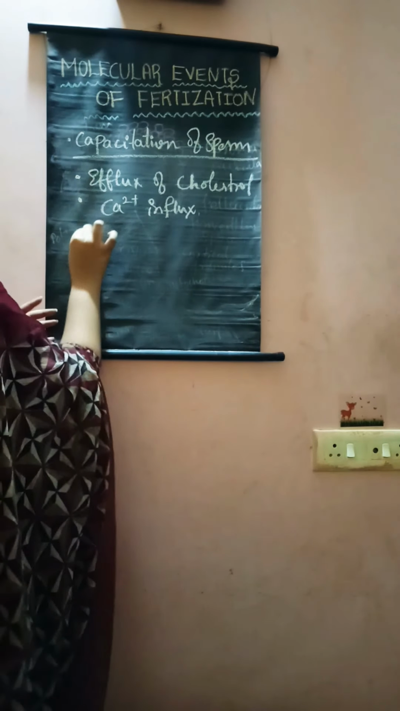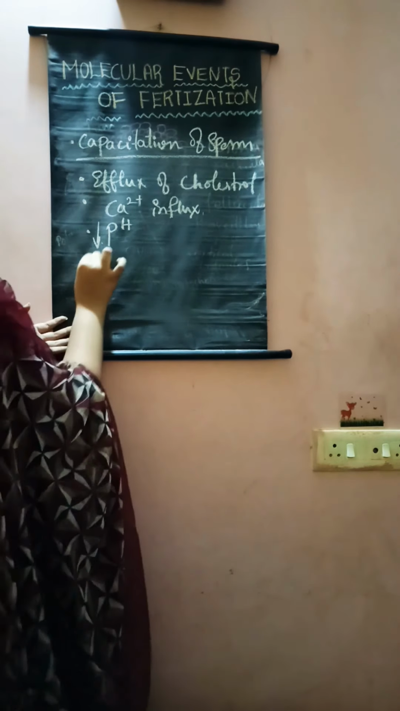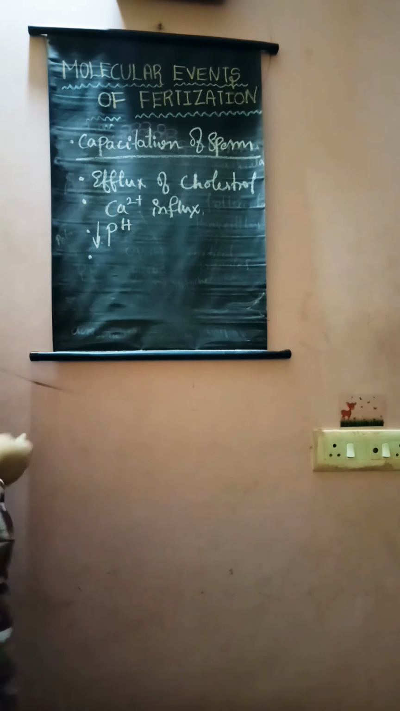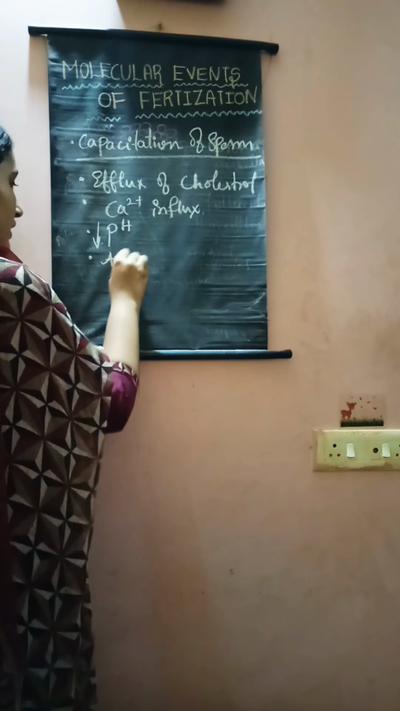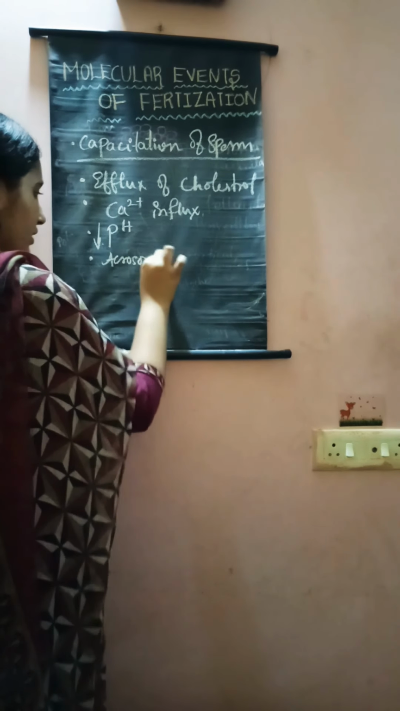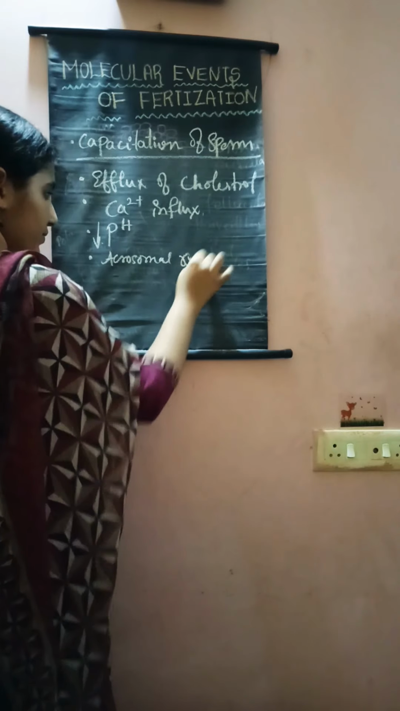Then there will be a decrease in the pH of the sperm. Now the plasma membrane is more permeable and more fragile. Capacitation of sperm will decrease the hardening of the sperm membrane. It will become more permeable so that it can undergo acrosomal reactions. This is all about capacitation of sperm.